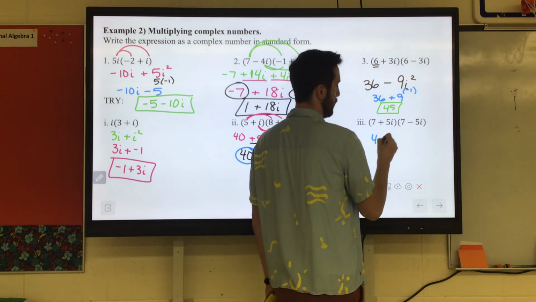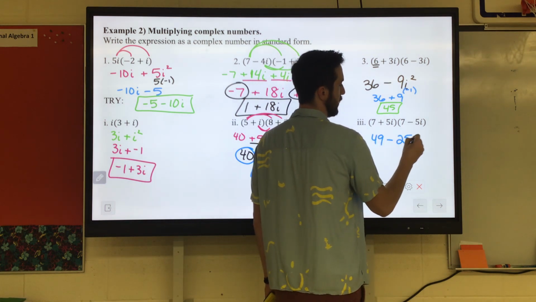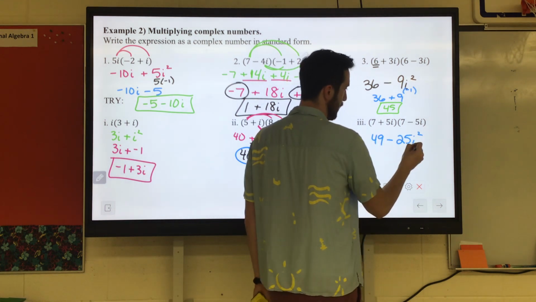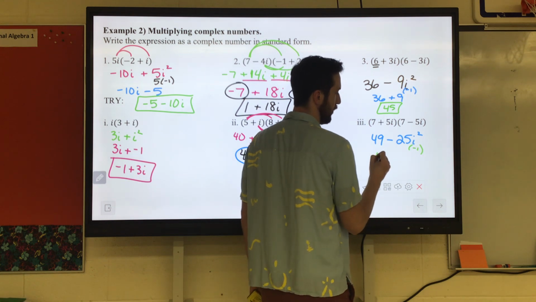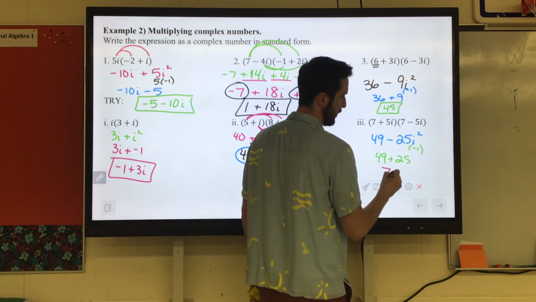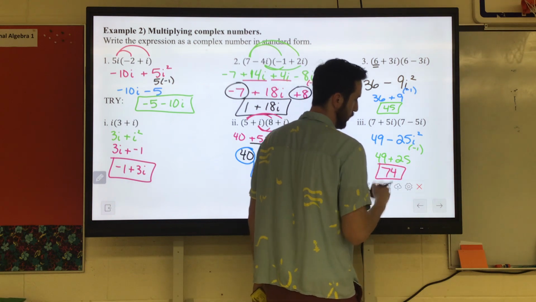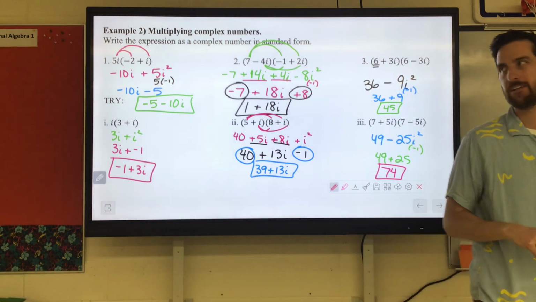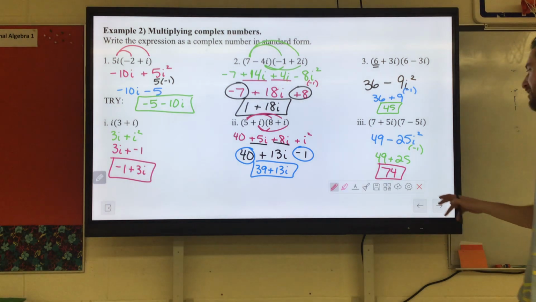Square the first term, 49, make it a minus. Square the second term, 25i squared. Negative 25 times negative 1 makes it positive 25, which gives us 74. Woo! Fun!